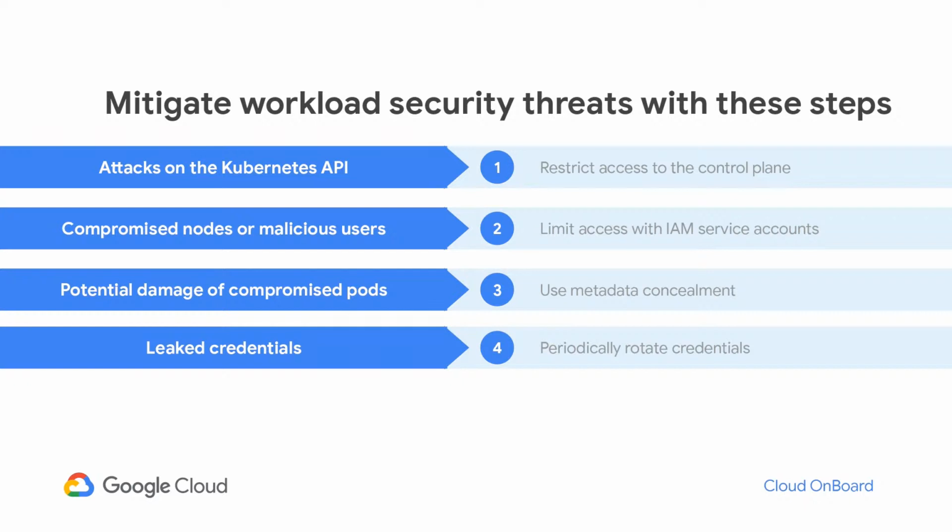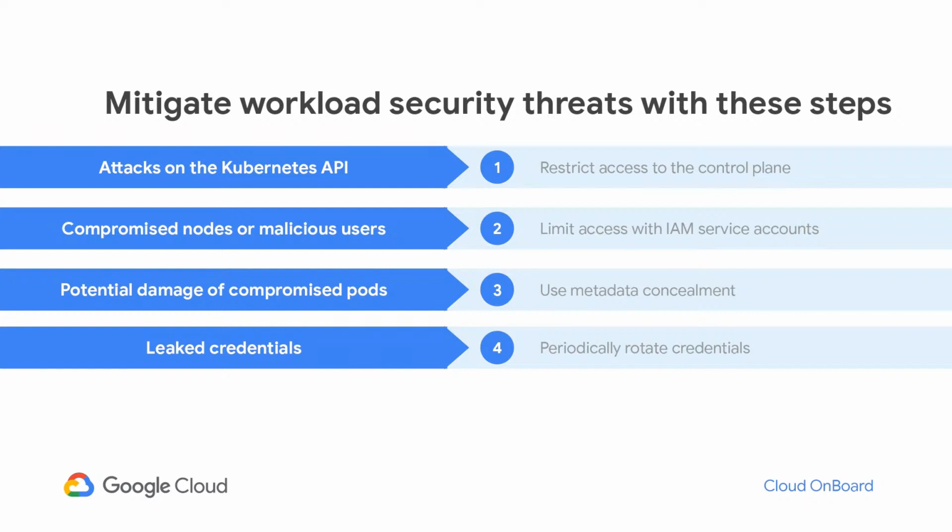Secondly, we want to limit access with IAM, service accounts, and private clusters. We want to follow the principle of least privilege, always, to ensure that each user and service gets access only to the resources they really need to do their job. This limits the damage and the risk if credentials from someone are leaked or exposed, or if a malicious user gets access to private clusters.